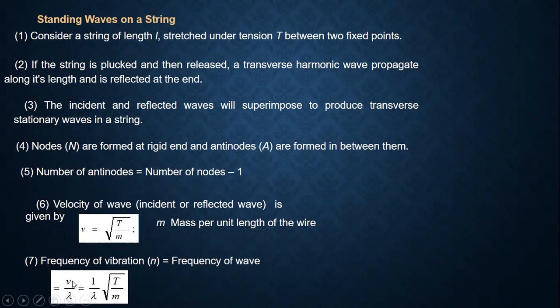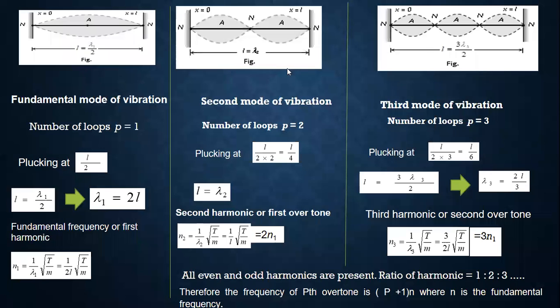So it is given by the formula n = v/λ. Or we can write v = √(T/m). Then we get the formula n = (1/λ)√(T/m). Now we consider the first three modes of vibration of string. This figure shows the first mode, the second figure shows the second mode, the third figure shows the third mode of vibration.